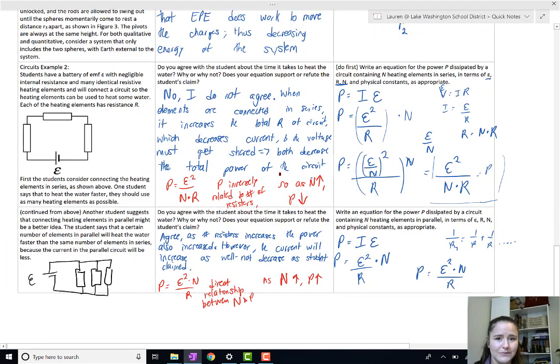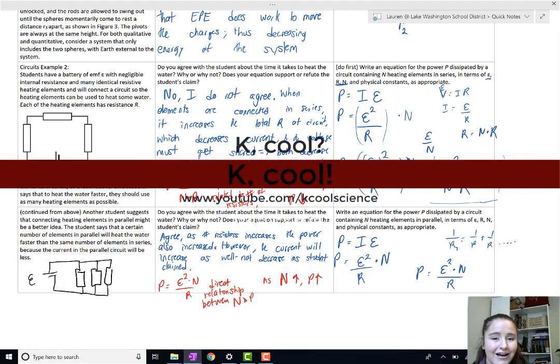So hopefully that helped you guys with the qualitative quantitative translation style of problem and isolating out those skills. Hope this helps.